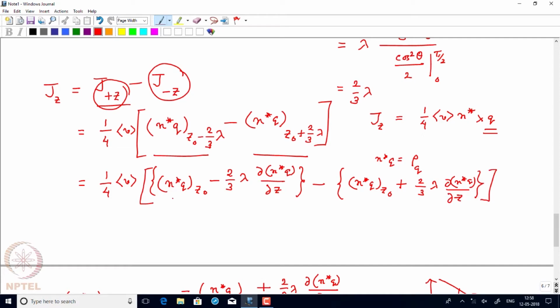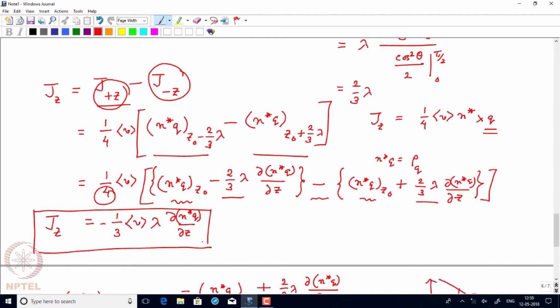So as you can see, this constant term cancels out, and we are left with minus 2/3 lambda and, with the minus sign in front of plus 2/3 lambda, altogether minus 4/3 lambda. So this 4 and this 4 get cancelled. Ultimately we get minus 1/3 V average lambda times the gradient of this quantity, del n star q del z, and this will be the equation for the net flux.